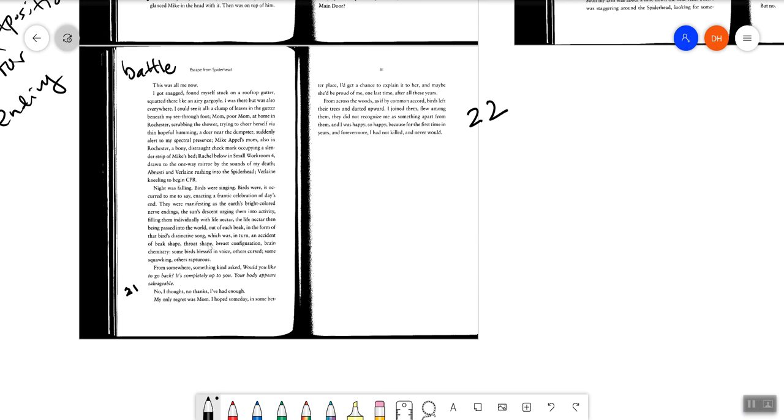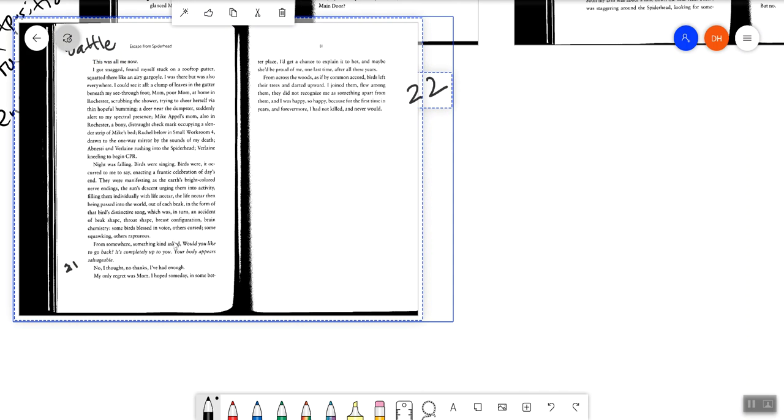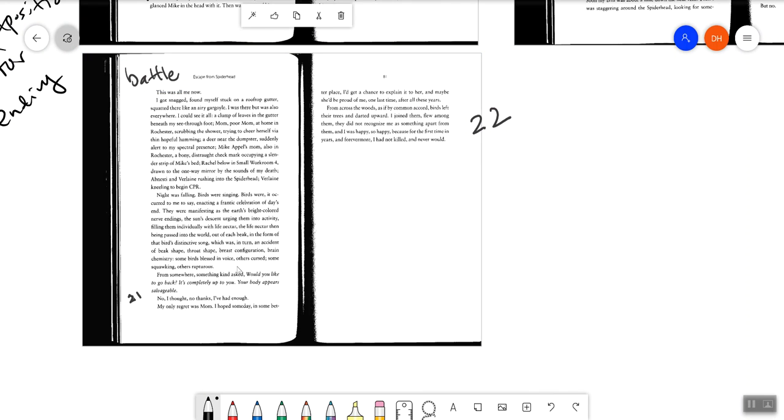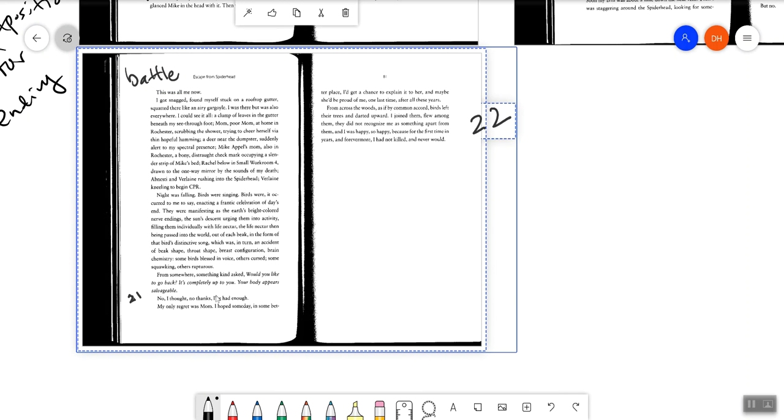Now here, he makes one more moral decision. Okay, that moral decision here is this little part here. It says, from somewhere, something... Oops. This whiteboard program is annoying. It says, from somewhere, something kind asked, would you like to go back? It's completely up to you. Your body appears salvageable. Now you see, now he has a choice.